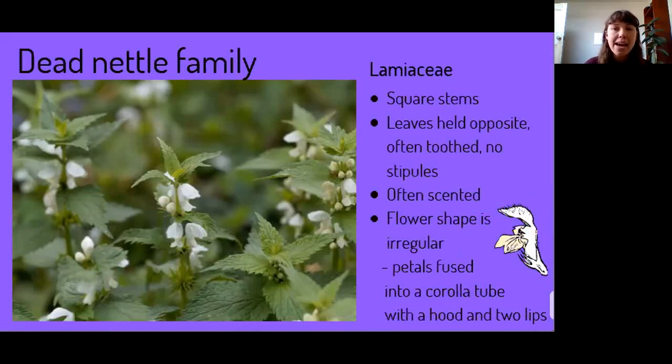They also have square stems, another great feature to look out for. And on those stems, the leaves will be held directly opposite each other for every species in this family. They're often scented, they're often aromatic. In fact, this family includes many of the herbs we use in cooking. So your mints, your thymes, marjoram is in this family as well.